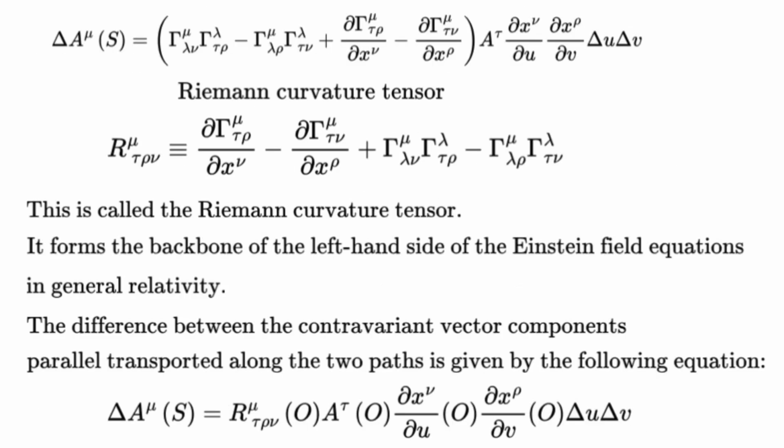This is called the Riemann Curvature Tensor. It forms the backbone of the left-hand side of the Einstein field equations in general relativity. The difference between the contravariant vector components parallel transported along the two paths is given by the following equation.